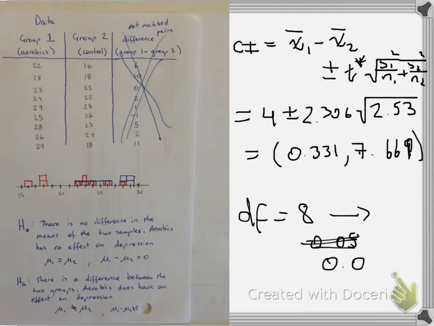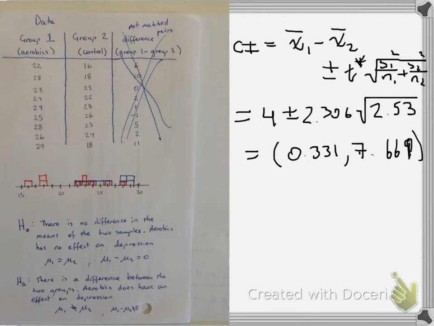If you can do that properly, you will find that the T-star value for this problem is going to be 2.306, which we use here, and in doing that we calculate our confidence interval to be 0.331 and 7.669. This most importantly does not include 0, which is the reason that we were able to reject our null hypothesis and accept that there is a difference between the two groups.